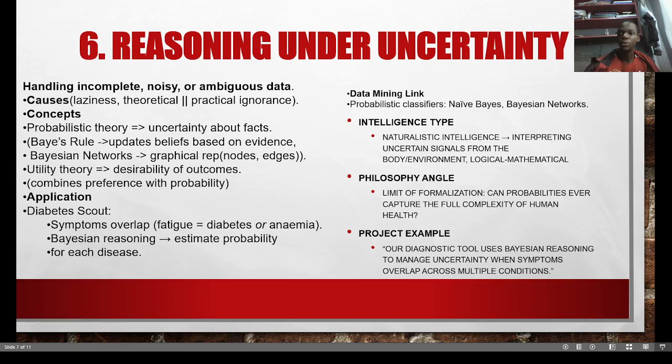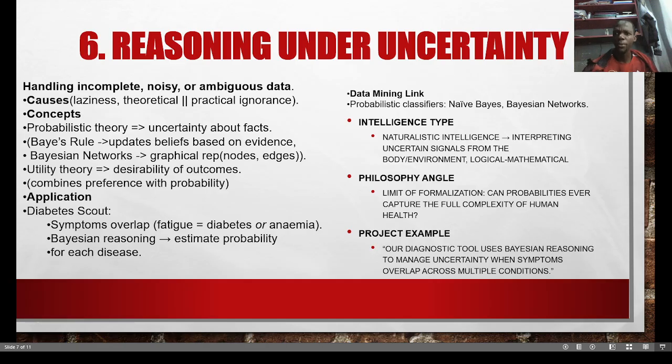And here we can use the Bayes rule, as you know. This rule, of course, updates beliefs based on the evidence. I think you know that formula: the probability of A given B equals the probability of B given A times the probability of A, over the probability of B. So we use such formulas to carry out reasoning when we don't have complete information, or the data is ambiguous and we cannot directly derive information from it.